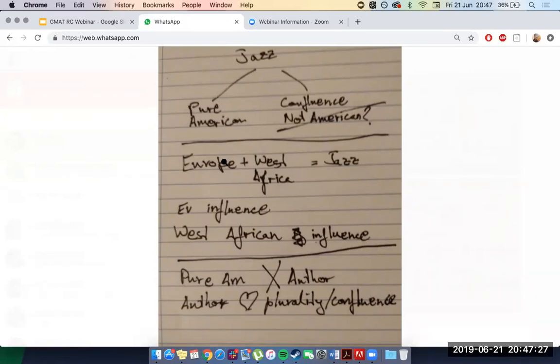Now, if we really had to break this passage down just from what is said on the map, what is the passage saying? It's saying that there's a conflict about what jazz is, whether it's pure American or not. We can see that there are influences from Europe and West Africa. The pure American people believe that jazz is pure American because it started in the US, but the author does not believe this. The author is on the side of confluence. That's really all there is to the passage. There is a debate about jazz, whether it's one side or the other. We see the influences of jazz, and the author picks what her side is.